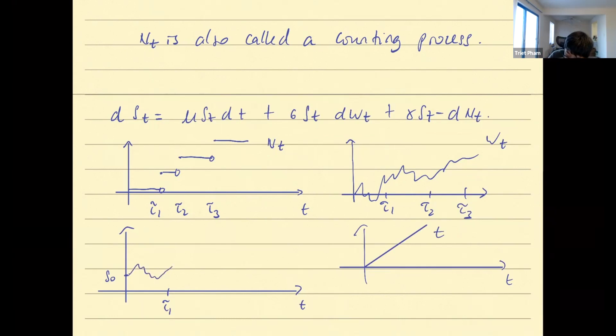But then at tau 1, something special happens. At tau 1, the Poisson process jumps. So then the stock also jumps there. And then it moves, and then it jumps. Sorry, like this, and then it moves. Is that okay?